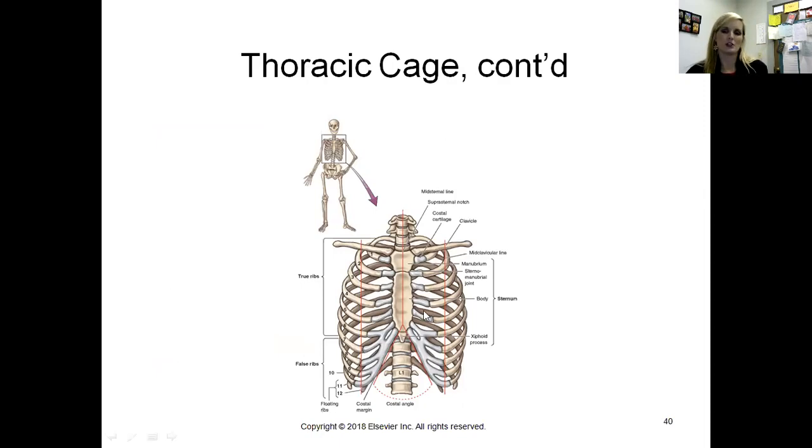So here's our rib cage. In the middle, there's our sternum. We commonly know that as the breastplate. The middle of it is the body. At the top, sometimes people refer to this as the head of the sternum. The top of it is called the manubrium, and the bottom of it there is called the xiphoid process.